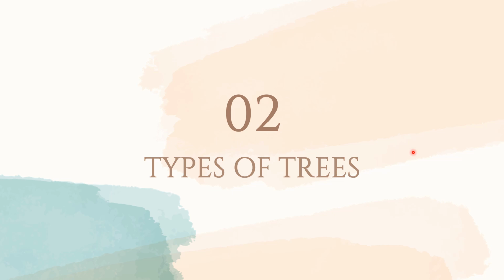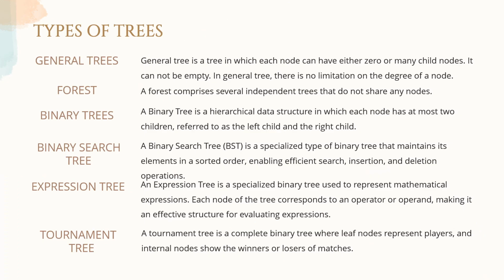Let us discuss types of trees. There are many types of trees. Let us discuss a few of those. General trees. A general tree is a tree in which each node has either 0 or many child nodes. It cannot be empty. In a general tree, there is no limitation on the degree of a node. Degree, in the sense, is the number of children a particular node can have.